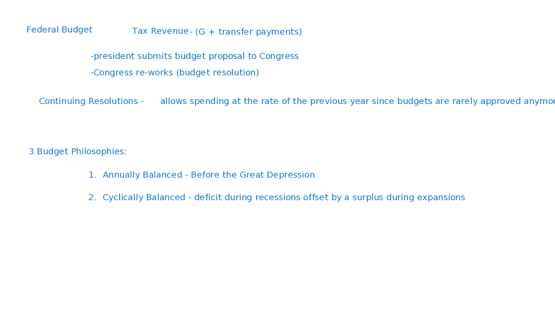But the thing with cyclically balanced is it has to be planned for and it has to be executed properly. And you have to make sure that you're going to pay that back. Otherwise it would just lead to more problems.